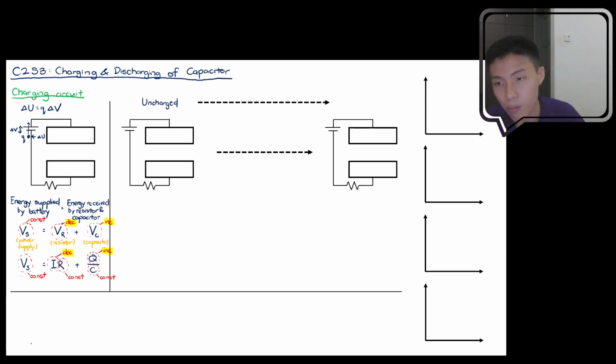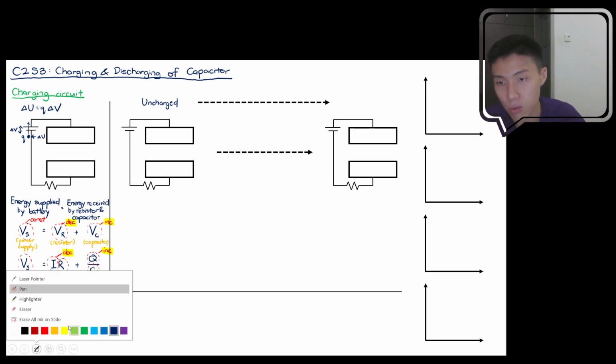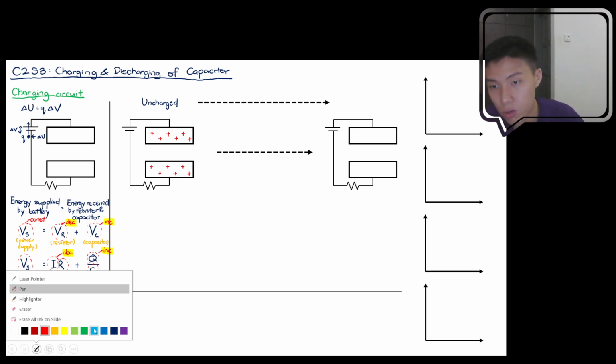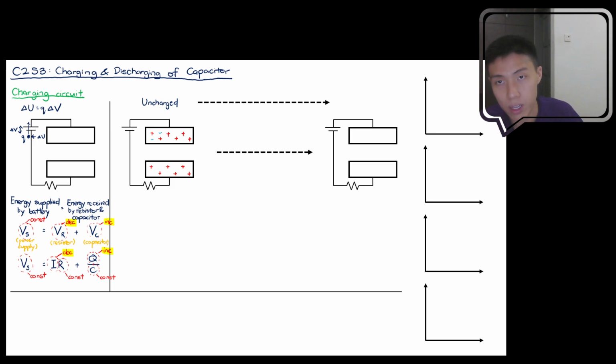So an uncharged capacitor, if you look inside it, should be neutral for both plates. So something like this. Both plates should be neutral, so it should be balanced by the same amount of negative charge.